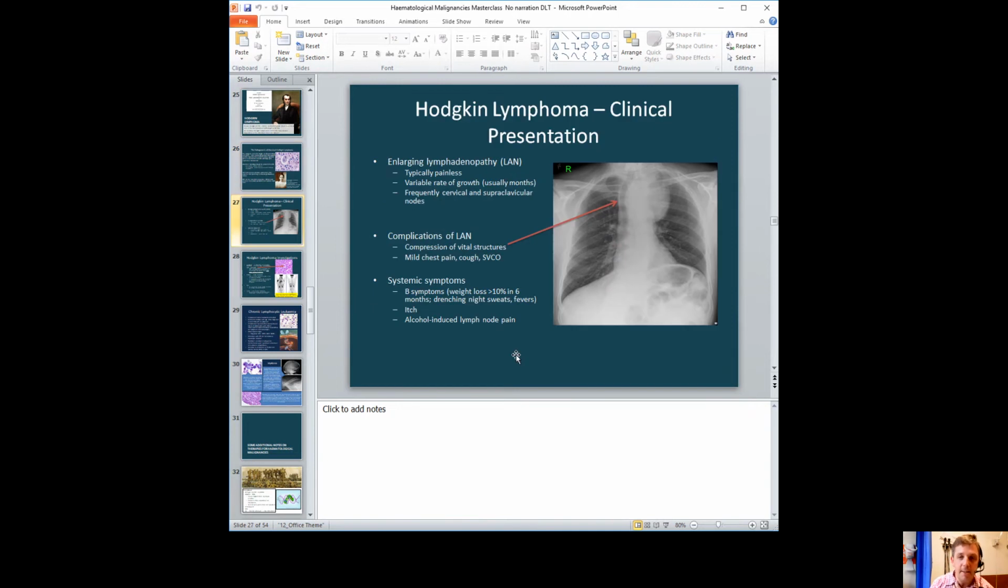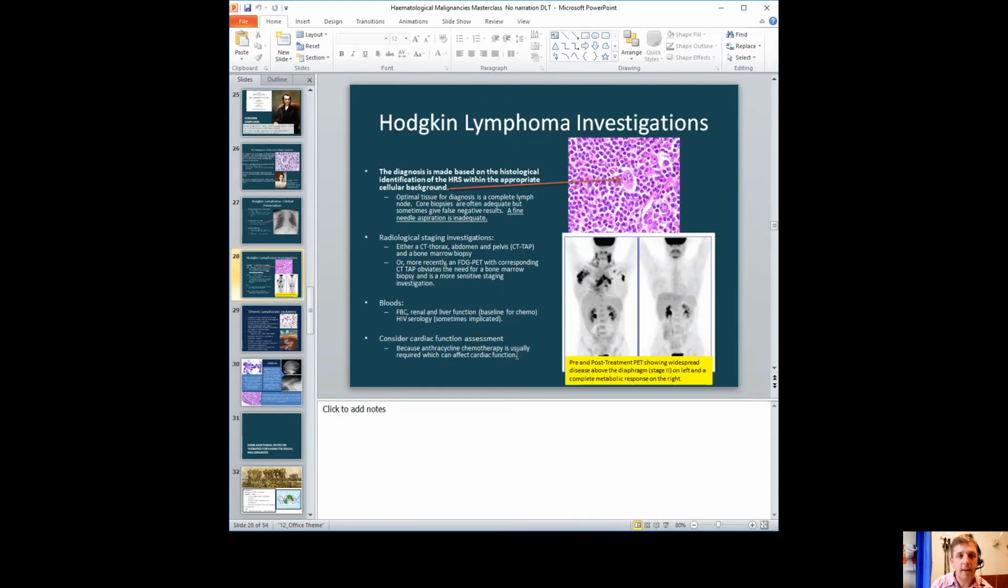Hodgkin's often presents with a mediastinal or neck mass and is often above the diaphragm at presentation, although it can be both sides. So it can present with cough or shortness of breath or fevers or pain. And diagnosis depends on the histology, so we need a biopsy to make the diagnosis. And then staging depends on a PET scan, so we do a PET scan to stage Hodgkin lymphoma, and then we do a PET scan after 2 cycles to see if it's got better, and that can tailor our treatment.